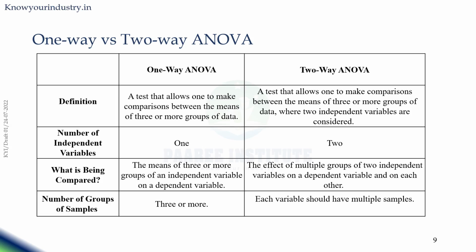And we compare the means of three or more groups of the independent variable on a dependent variable in one-way ANOVA, whereas in two-way ANOVA, the effect of multiple groups of two independent variables on a dependent variable, and on each other, will be compared. The number of groups of samples will be 3 or more in one-way ANOVA, and in the case of two-way ANOVA, each variable should have multiple samples.